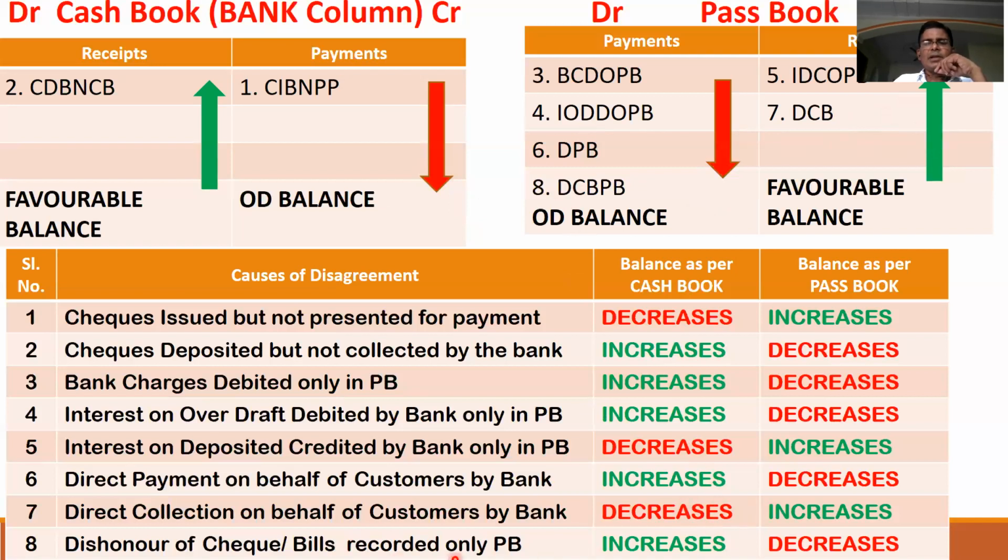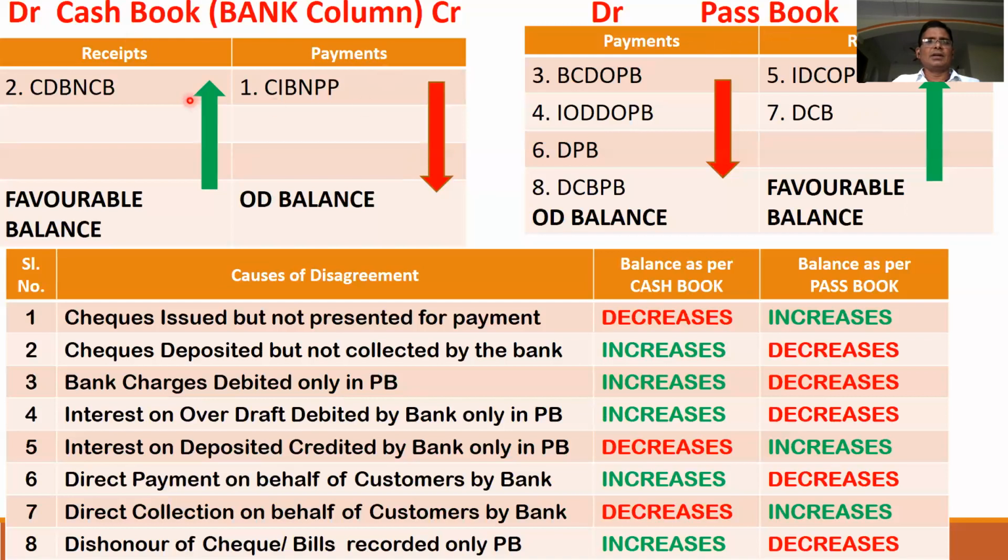Dishonor of checks and bills. Whenever checks or bills are dishonored, the banker is going to debit our account because of the dishonor, so our passbook balance decreases, but nothing is recorded in the cash book. That's why our cash book balance increases. So these 8 points. Once again, in the cash book the debit side is receipts and the credit side is payments. In the passbook the debit side is payments and the credit side is receipts.